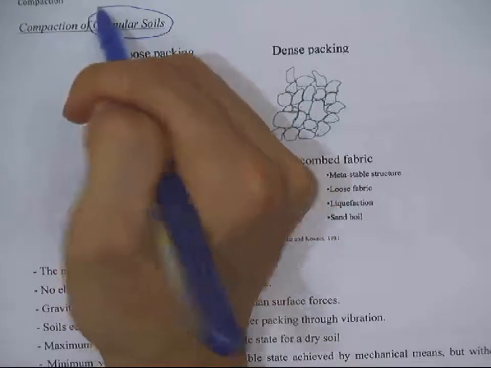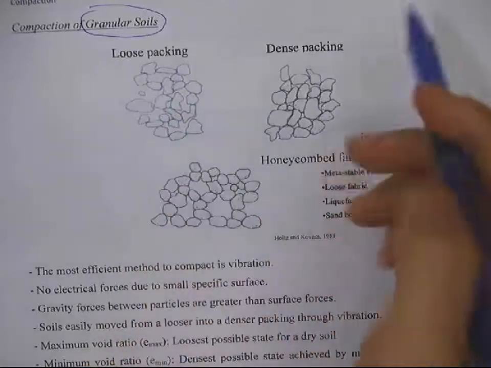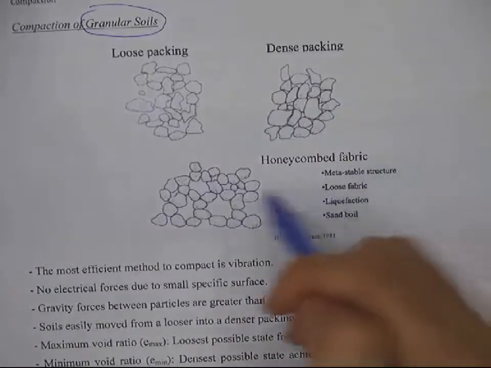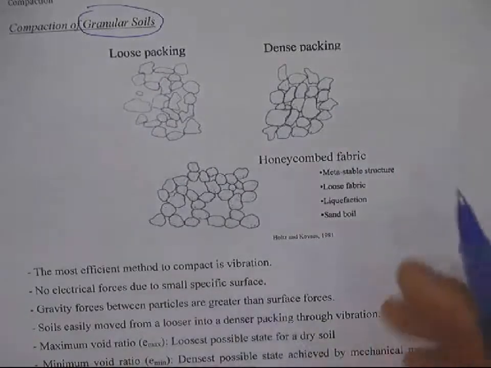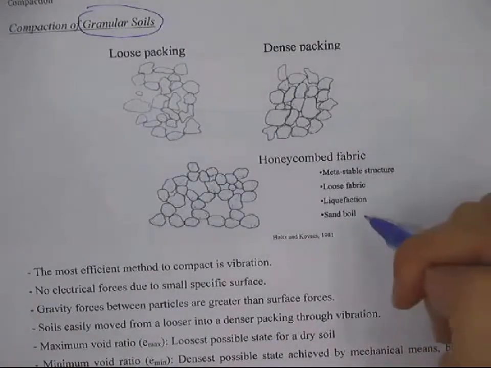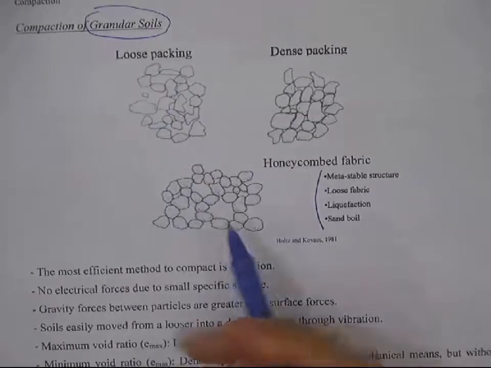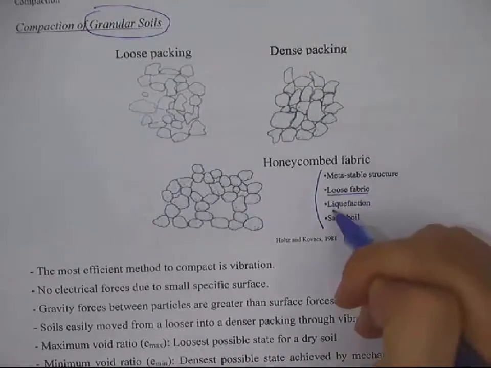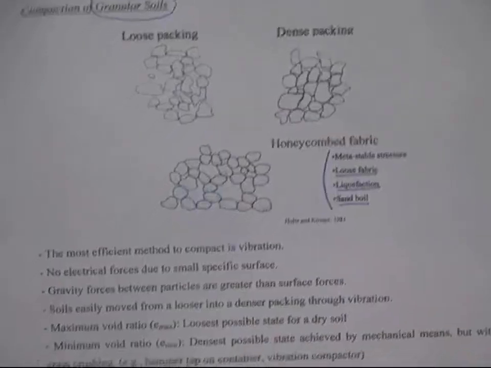It's a coarse-grained soil. You can have loosely compacted soil or loose packing, and densely compacted soil, dense packing, and honeycomb fabric. This is a very natural fabric that you can find in nature only. You cannot make this kind of honeycomb fabric in lab or artificially. But this is a metastable structure, so it looks very unstable, right? If there's an earthquake, it's gonna crush it very easily, right? So it's a loose fabric, and it's not good for liquefaction, and it can cause the sand boil.